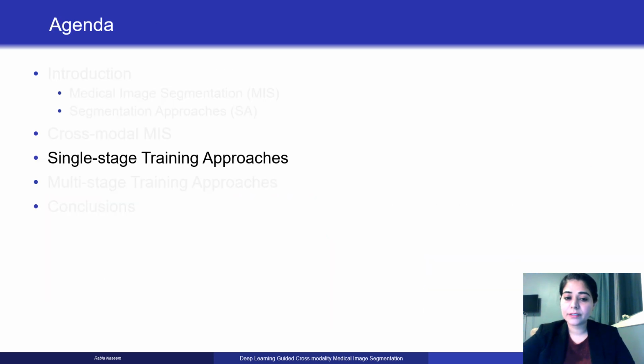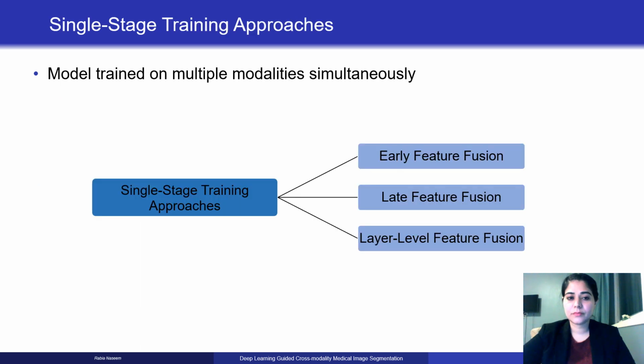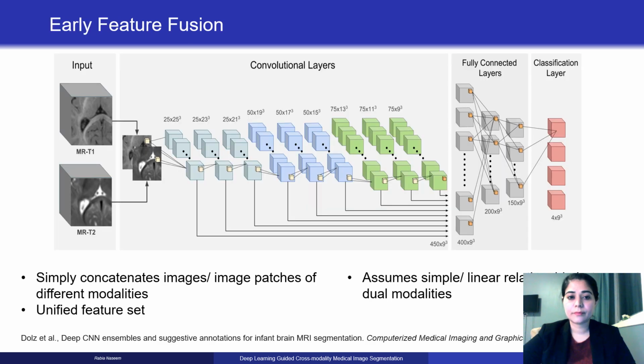Now let us look at the single-stage training approaches. Single-stage training approaches are the approaches where the model is trained on multiple imaging modalities simultaneously. These techniques can be grouped into three types based on at what level within the network the features are combined from the multiple imaging modalities, which are early feature fusion, late feature fusion, and layer level feature fusion techniques.